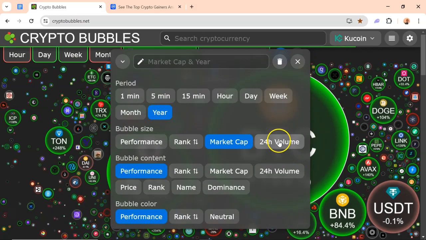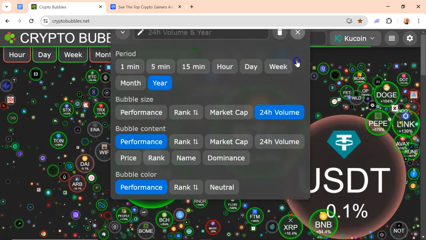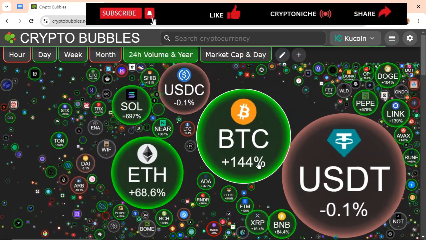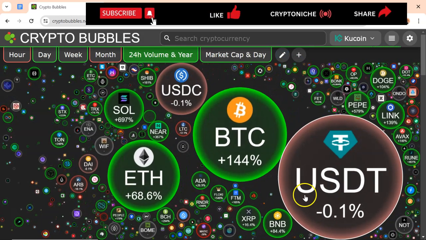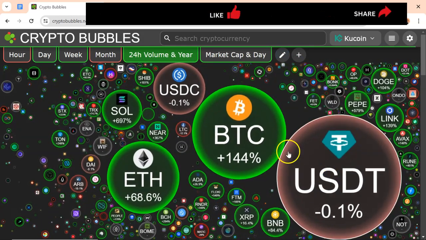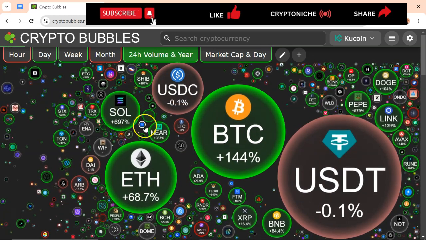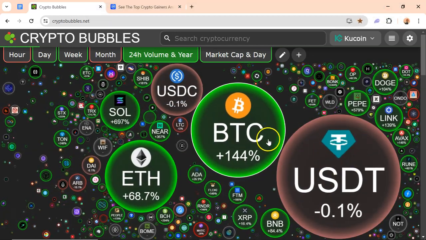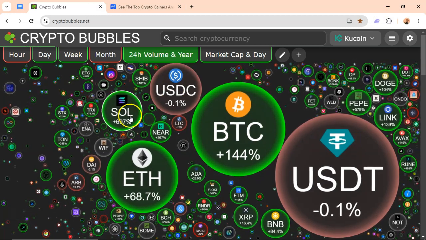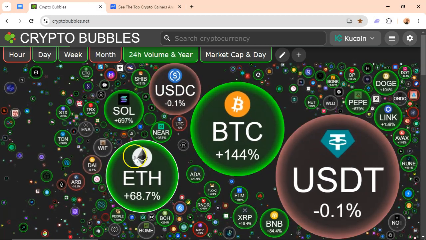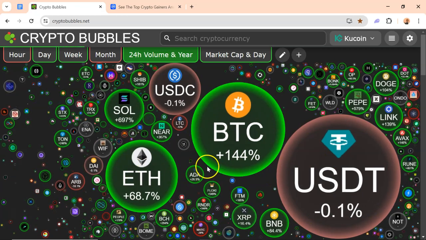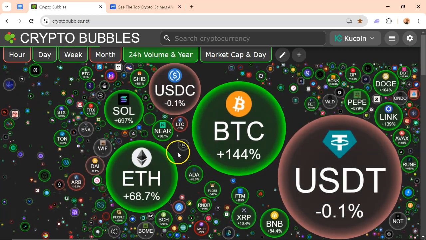You can say, okay, in terms of 24 hours volume, which among them has the highest volume? It was USDT. Okay, USDT even had more volume than Bitcoin. USDC even had more volume than Solana. So in terms of ranking, one, two, three, four, and five, these are the top five cryptocurrencies that had the biggest volume in the last 24 hours.